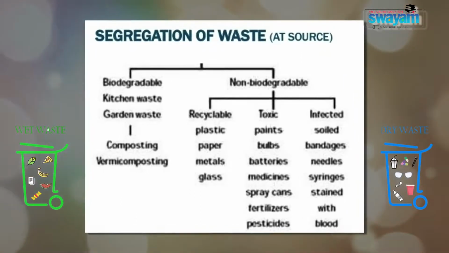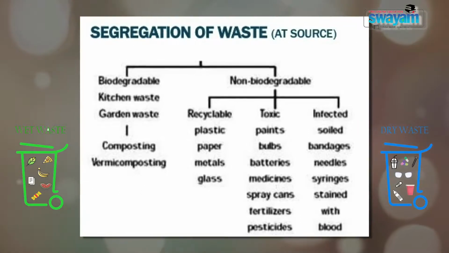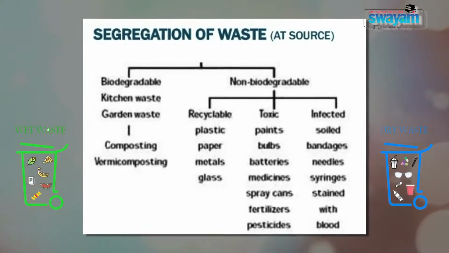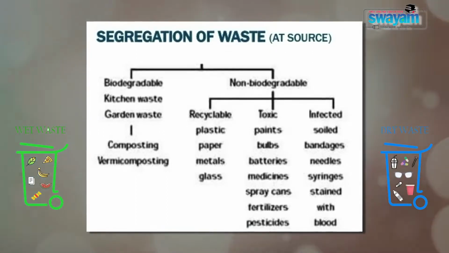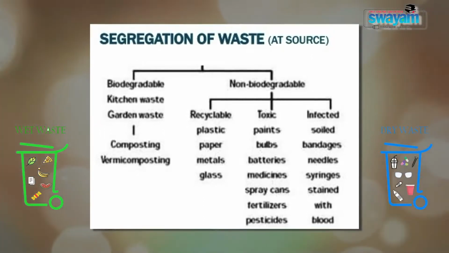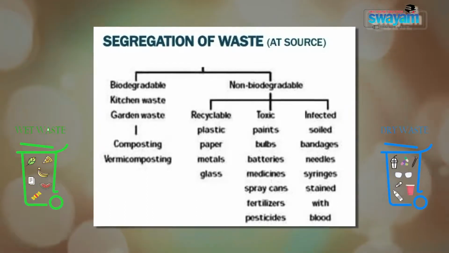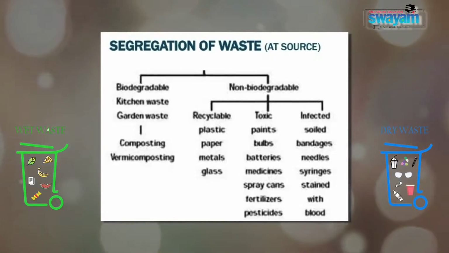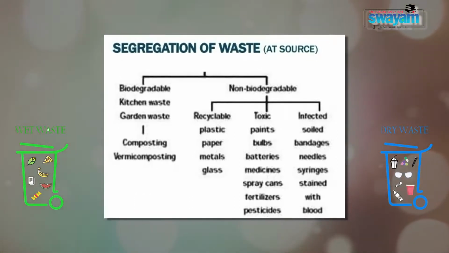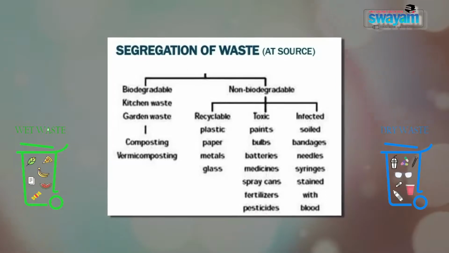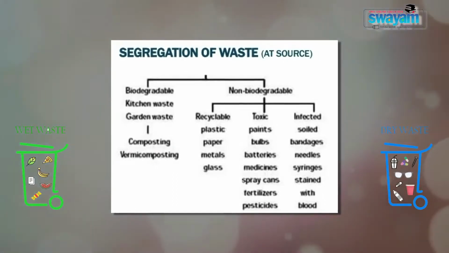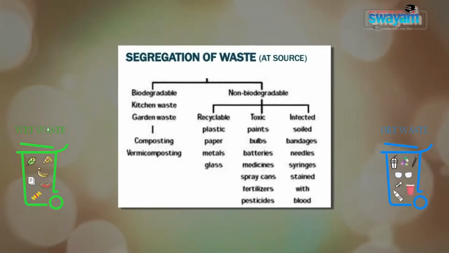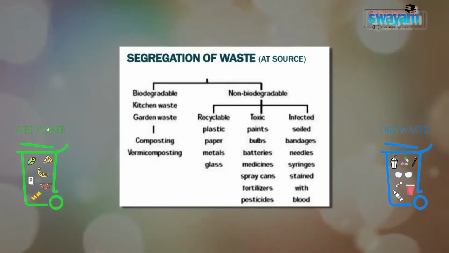Recyclable mainly involves plastic, paper, metals and glass. They can be recycled very easily, but others are very toxic in nature. The toxicity is mainly found in paints, bulbs, batteries, medicines, spray cans, fertilizers, pesticides. Whereas the third category involves the infected ones. For example, soil, needles, syringes stained with blood. They are infected, so they cannot be biodegraded, they can only be recycled or disposed of.